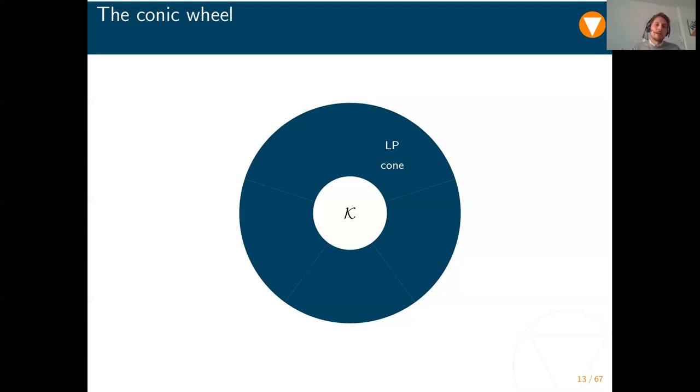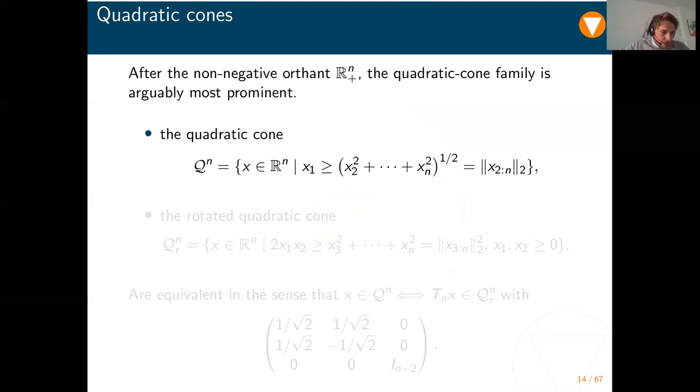And now we're going to see another one, which are so-called quadratic cones. If you are in the world of nonlinear programming and you think what's the most straightforward, the most intuitive, and the most prominent extension of linear programming in the nonlinear direction, it might arguably be quadratic programming. The same happens here in some sense. So the most prominent cones after the non-negative orthant and the LP cone are so-called quadratic cones.